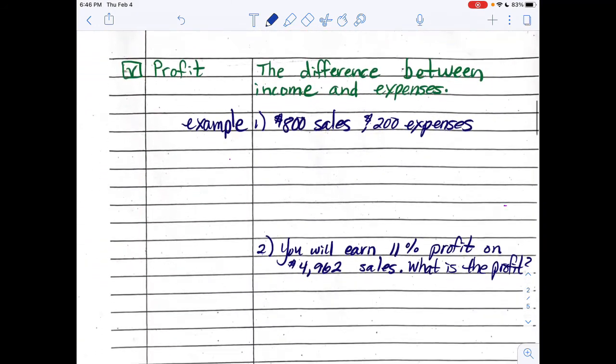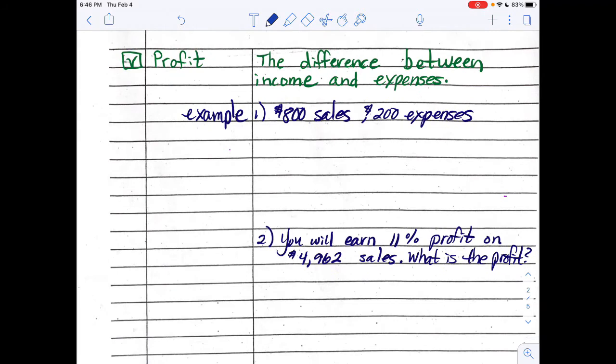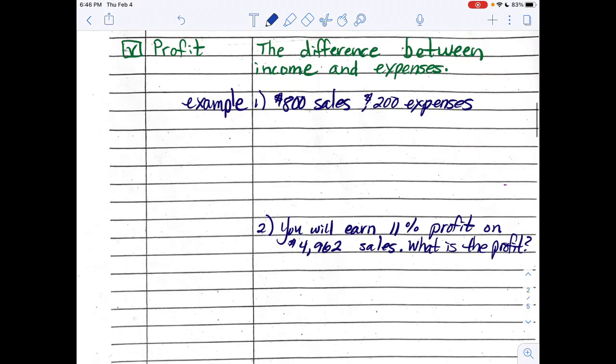Our last topic is called profit. Now, when you sell something, you look at the difference between the income, the money that you make, and the expenses that you put out. And that's called profit. So it's another vocabulary word. We need to understand what it is, but it's really another percent. So an example would be if you're selling $800 worth of items, but it costs you $200 in maybe the labor and the lights and the water that you use, depending on what type of business it is. But $200 in expenses. So we're going to find the difference between those two.